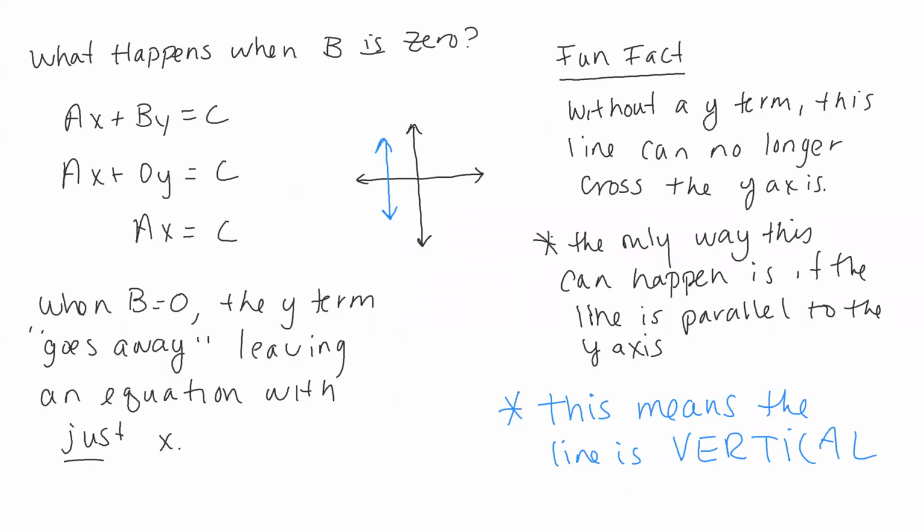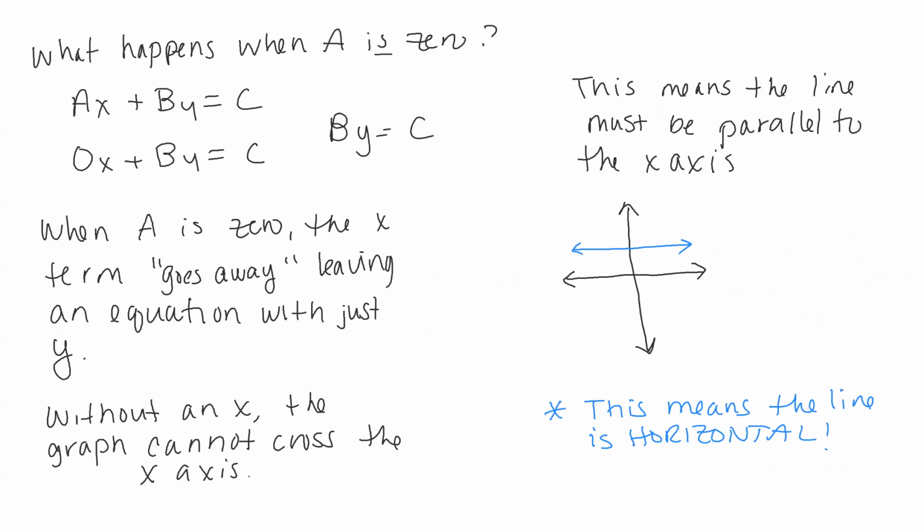So we looked at the situation of when B is 0. Well, when B is 0, the y term goes away, leaving an equation in just x. What this means is the equation can touch the x-axis, but without a y, cannot touch the y-axis. And the only way for this to happen is if the equation is parallel to the y-axis, which means the line is vertical, okay? Next up, when a is 0, the x term disappears, leaving a y term, okay?